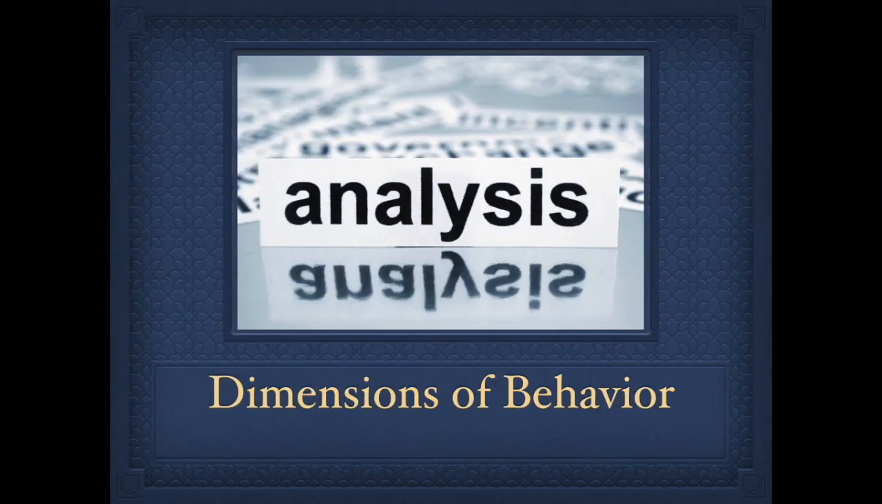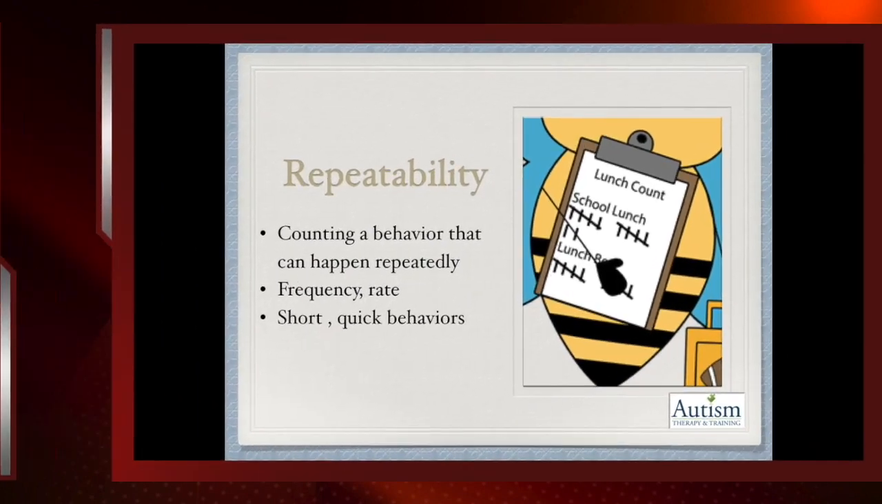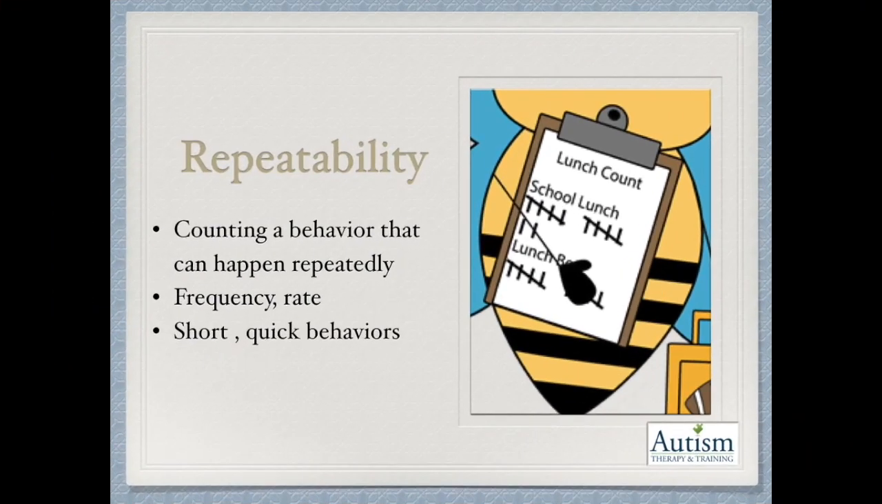Okay, so get your cue cards ready because we are going to go over a lot of definitions here. There are 3 dimensions of behavior. The first one is repeatability, which is counting the number of times the behavior occurs. Counting the number of times the behavior occurs is referred to as frequency and rate. They are short and quick behaviors. So if you want to measure something like hitting, frequency would be a good measure. Hitting is short and quick.